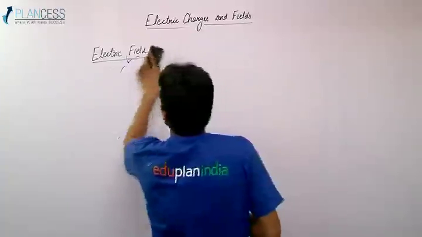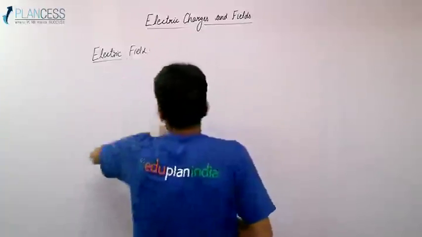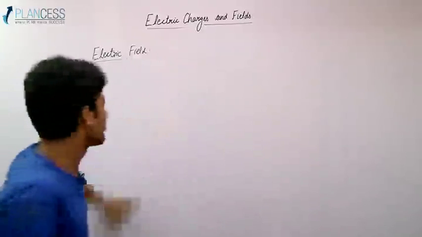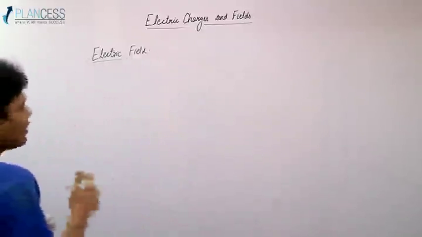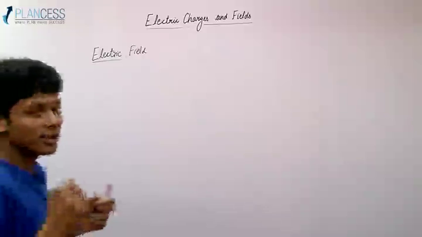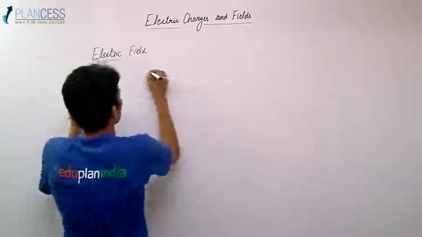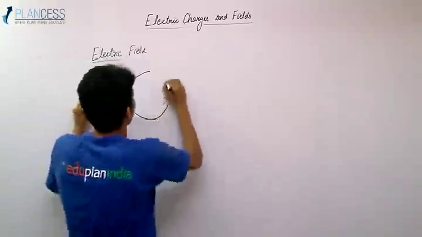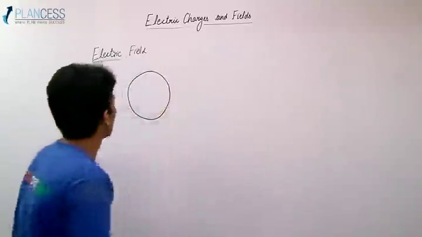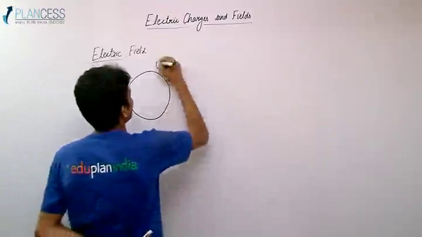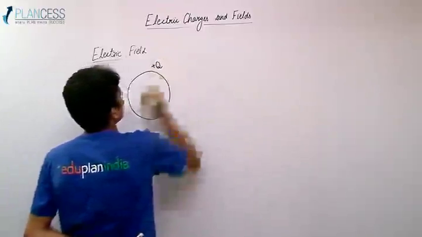Now let us complicate things. This was just a point charge. Let's take a more difficult shape to calculate the electric field. Let us take a ring. So this is a ring which carries a plus Q charge.